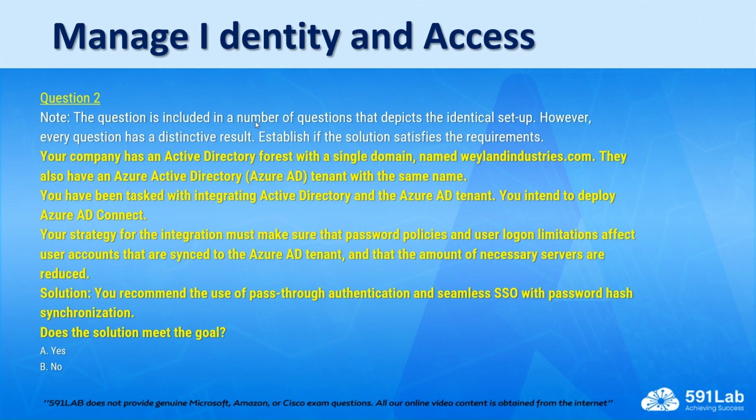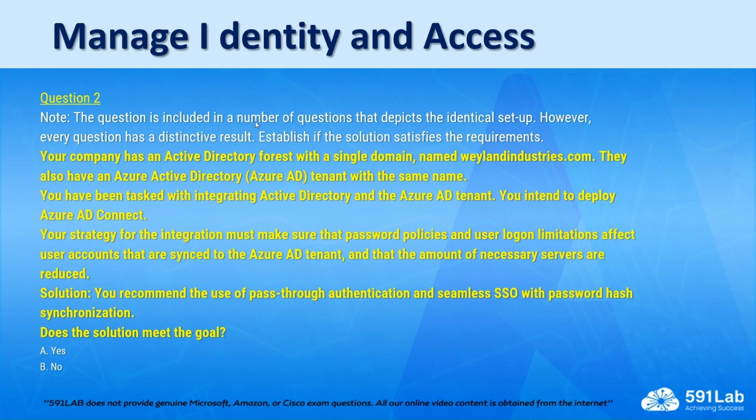So the question reads, your company has an Active Directory forest with a single domain named waylandindustries.com. They also have an Azure Active Directory, Azure AD, tenant with the same name. You have been tasked with integrating Active Directory and the Azure AD tenant. You intend to deploy Azure AD Connect. Your Microsoft strategy for the integration must make sure that password policies and user logon limitations affect user accounts that are synced to the Azure AD tenant, and that the amount of necessary servers are reduced.